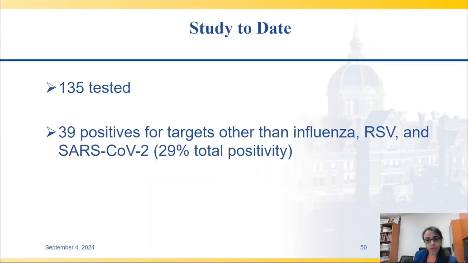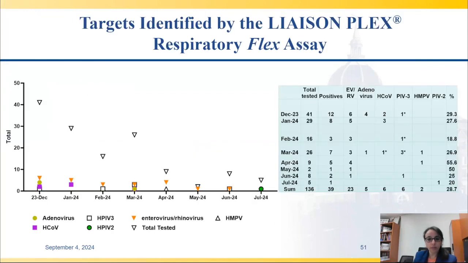So in our study to date, we have tested 135 specimens from patients with symptoms, and using the extended panel on those samples that were negative for influenza, RSV, SARS-CoV-2, we made an additional 39 diagnoses. So of those 135, 29% of them had a missed diagnosis because they were not tested for additional targets. I think this is quite consistent with the data that Kaisha presented.